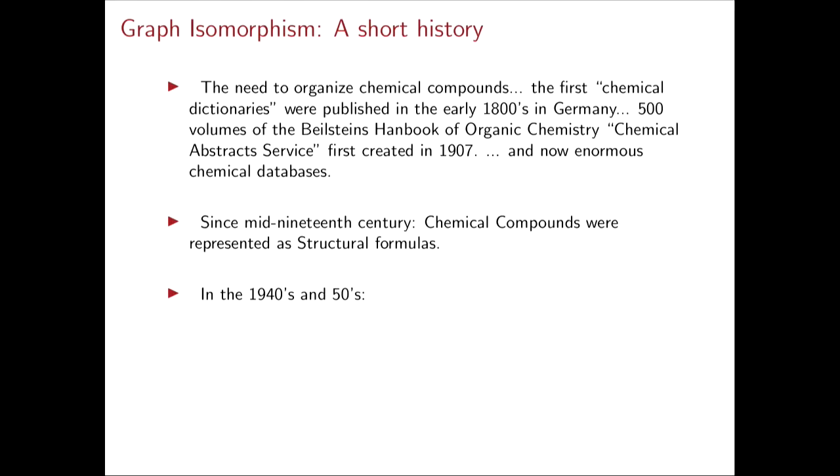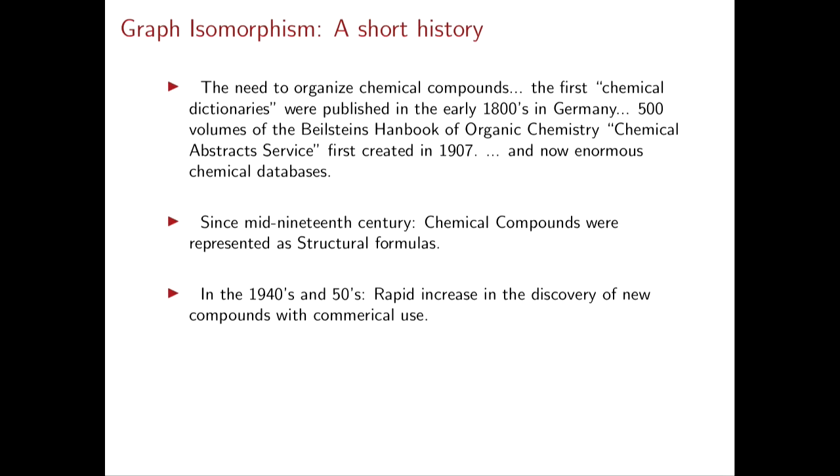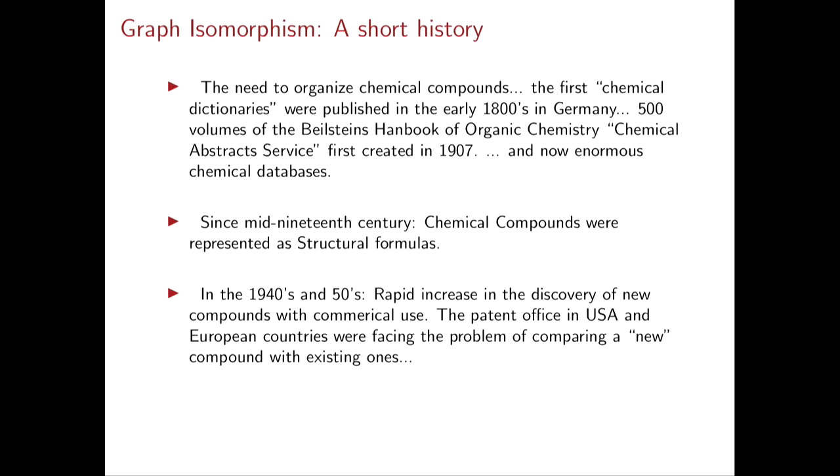And in the 1940s and 50s, going forward by nearly 100 years, there's a rapid increase in the discovery of new compounds with commercial use, and the patent offices in the US and European countries were facing the problem of comparing a new compound with existing ones, where the total number of existing molecules is enormous. So you naturally need computers to do that check. And this basically gave birth to the field of chemoinformatics. I think there are other aspects to computational chemistry, but this is somehow called chemoinformatics.